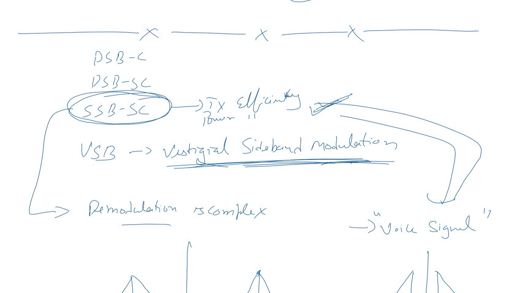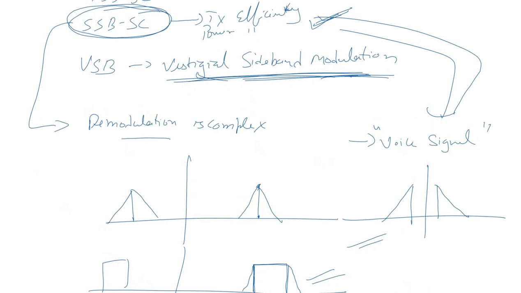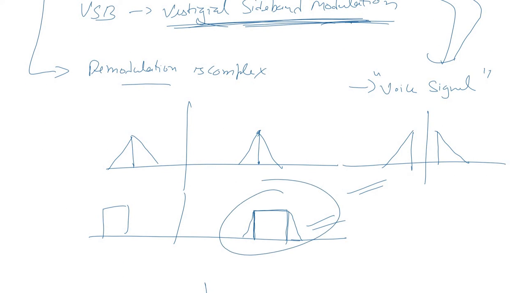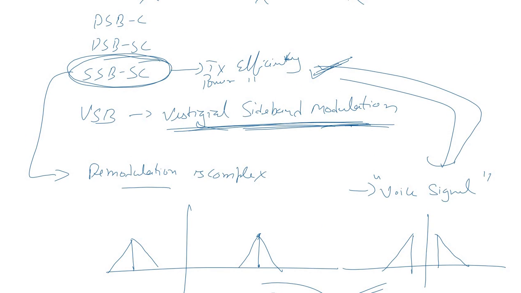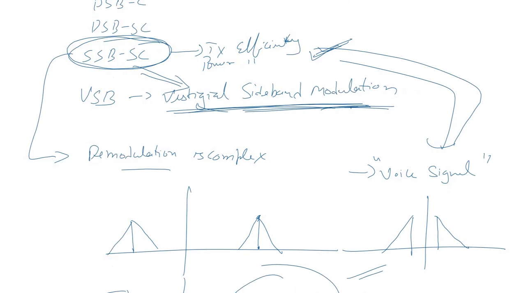Now, in order to deal with this situation of ideal filtering, we come up with another type of variant of SSB-SC, that is vestigial sideband modulation.